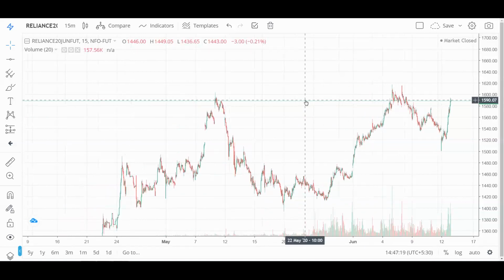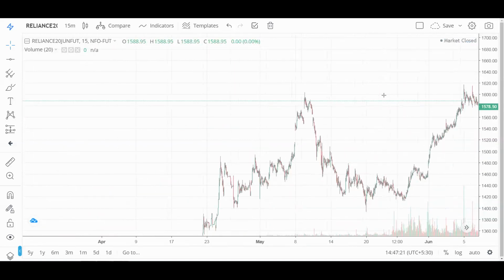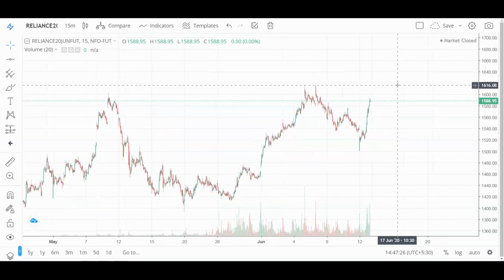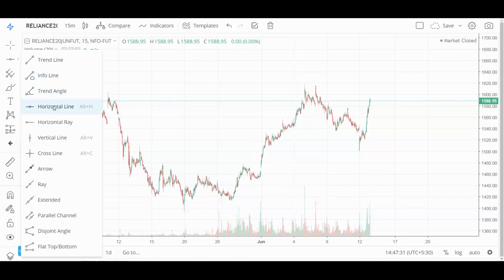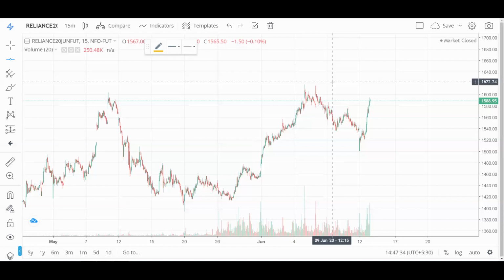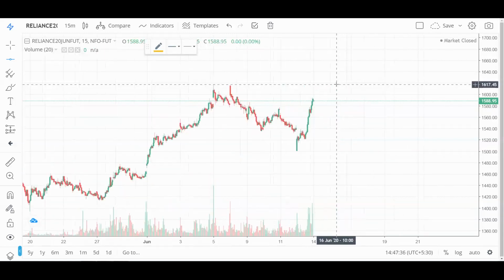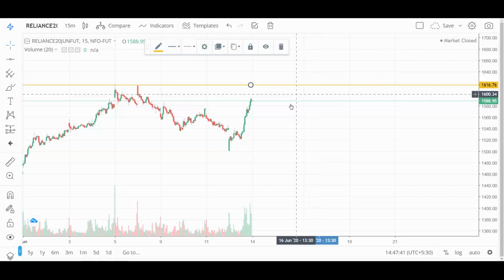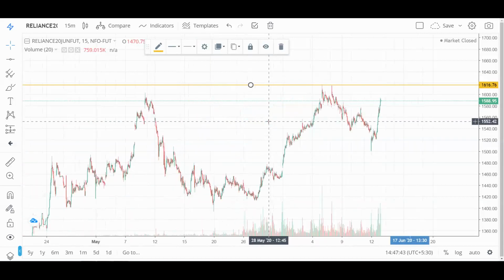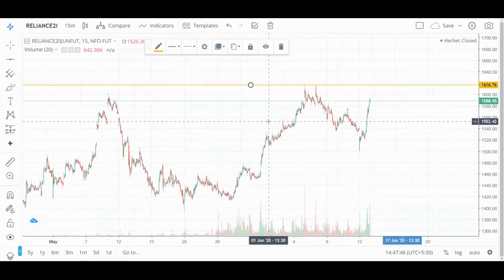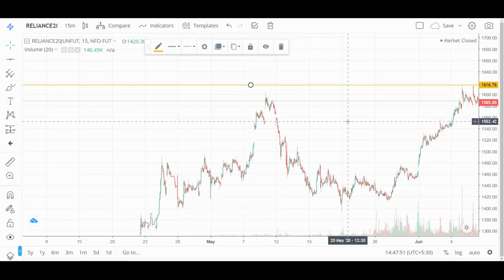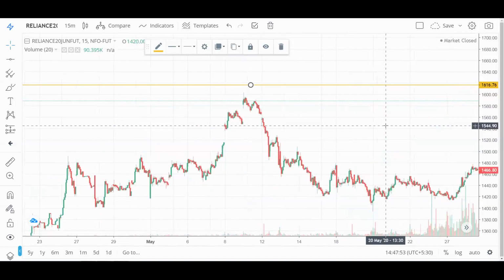First I will zoom out so that it will be easy for us to identify the trend and where support and resistance can be drawn. First I will take a horizontal line. From here I can pick the horizontal line. First I will draw a resistance here. Here you can see this level is not an immediate break. You can see in previous trading sessions also, this resistance was not broken yet.